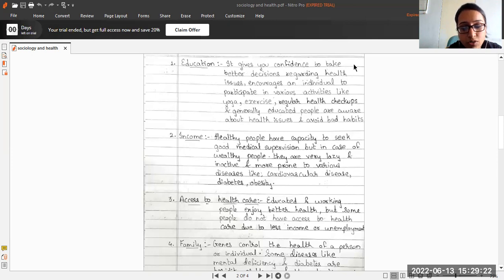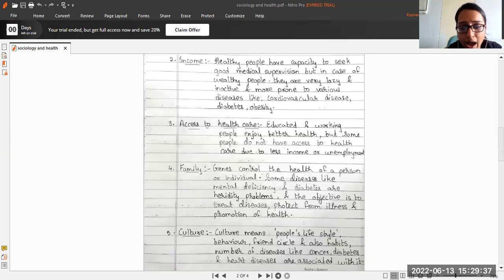Family is also considered a factor. Genes control the health of a person or individual. Some diseases like mental deficiency and diabetes are hereditary problems, and the objective is to treat diseases, protect from illness, and promote health.